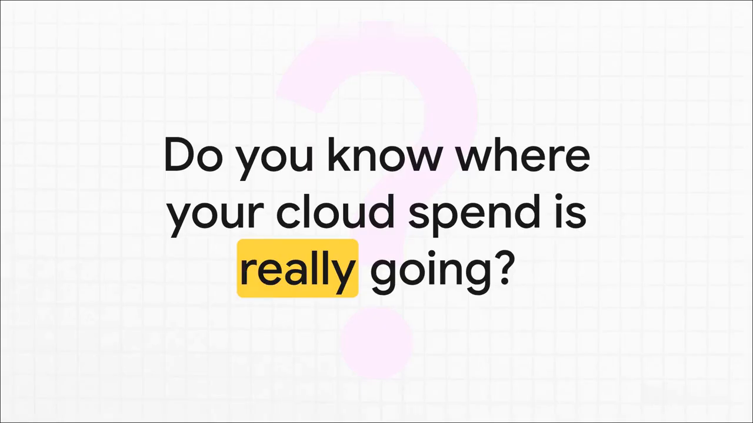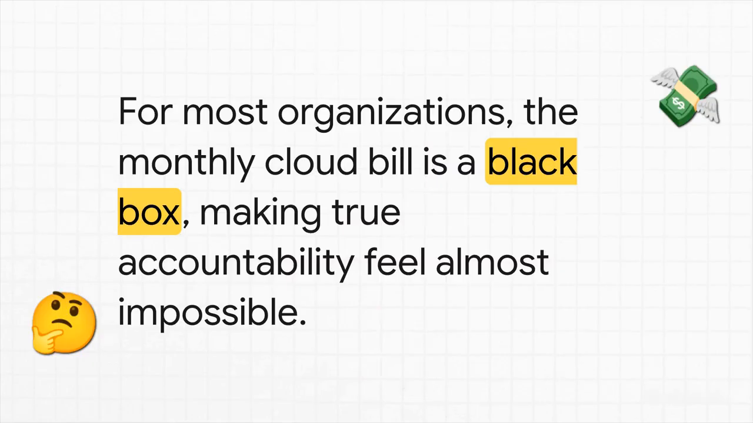So let's just start with the question that keeps a lot of us up at night. You see that big number at the bottom of the invoice, but could you, right now, walk into your CFO's office and tell them with 100% confidence exactly which team, which service, or which environment is driving those costs? For most of us, if we're being honest, the answer is probably not. And that's really the heart of the problem we're talking about today. The bill lands, and it's just this one big opaque number. It's a total black box. And when you can't see inside, any kind of real accountability or strategic cost cutting feels completely impossible.